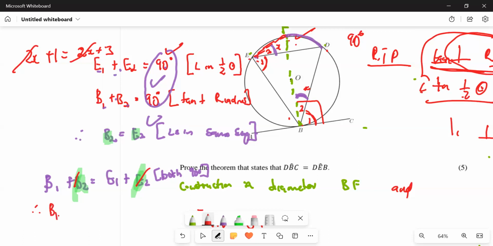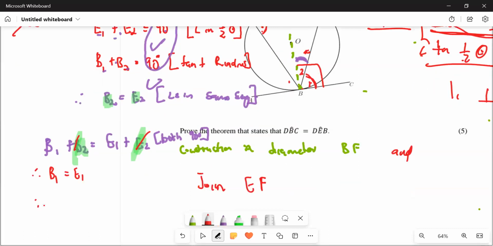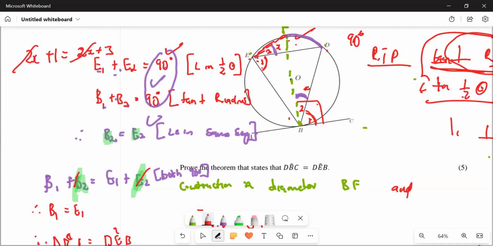Meaning, therefore, B1 is going to be equal to E1, which is what we're trying to prove all along. Therefore, angle DBC is going to be equal to angle DEB. The marks were five. We got 1 mark for construction, 1 mark for this 90, 1 mark for this 90, 1 mark for this 90, and 1 mark for this one. 1, 2, 3, 4, 5. And then you're done.